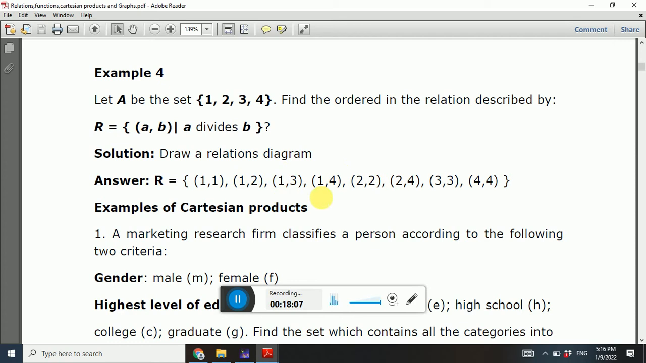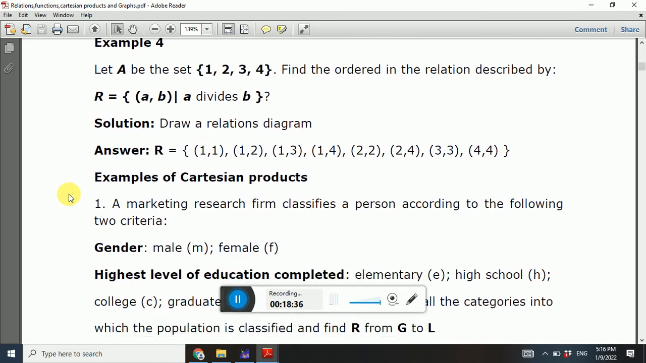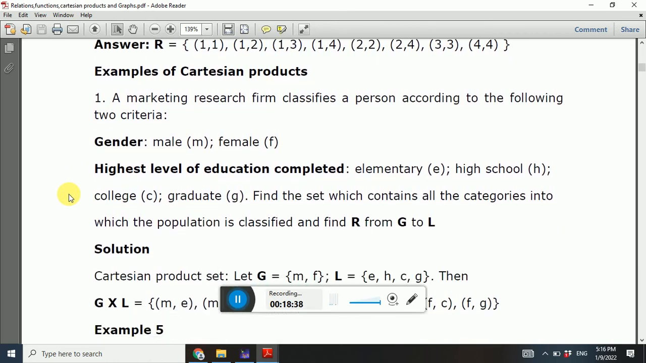So in this, you realize that we don't have pairs, for example, 3, 4, because when you divide 4 by 3, you get a remainder. Okay? So on this set, this R, which you have found to be this, is the relation which satisfies this condition that the first element divides the second one. Okay? So there are more examples here.